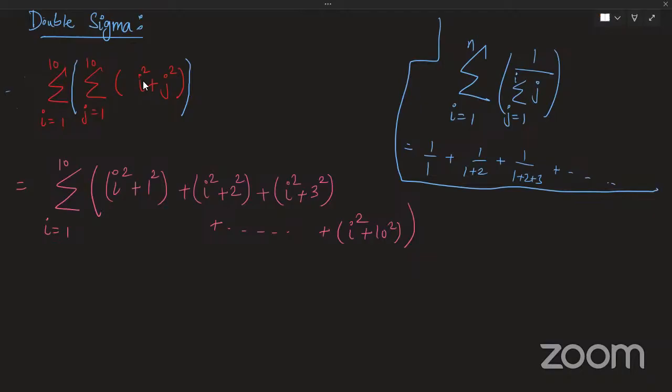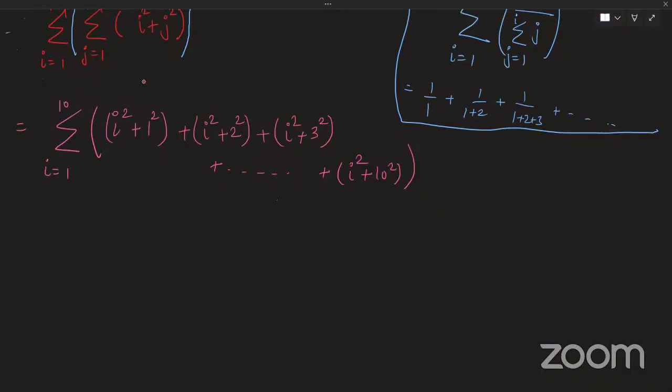Yes, sir. I had told you that thing. Okay, so it will go like this. It will be basically sigma of I is going from 1 to 10. And what is this bracket? It is 10I square plus 1 square plus 2 square plus 3 square, and so on till 10 square, right?